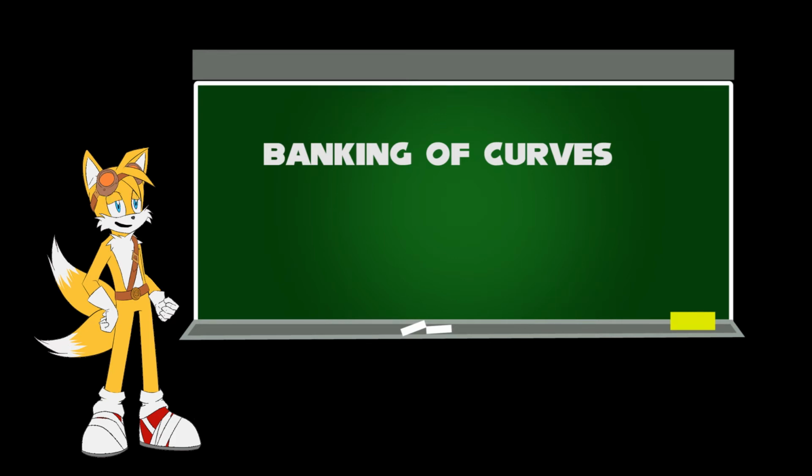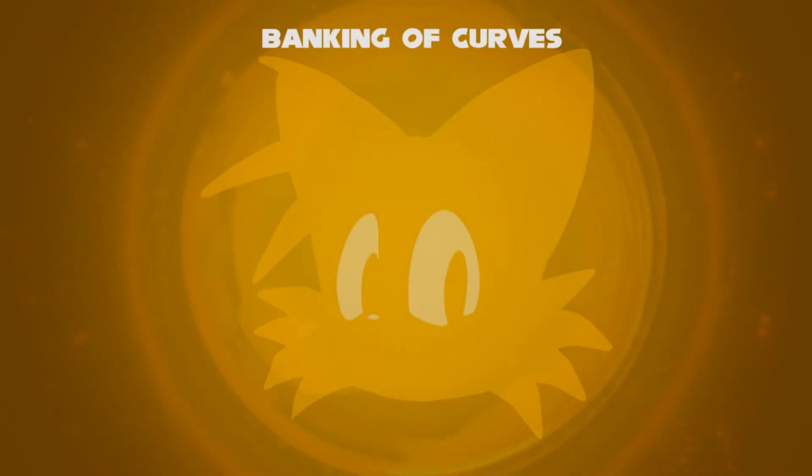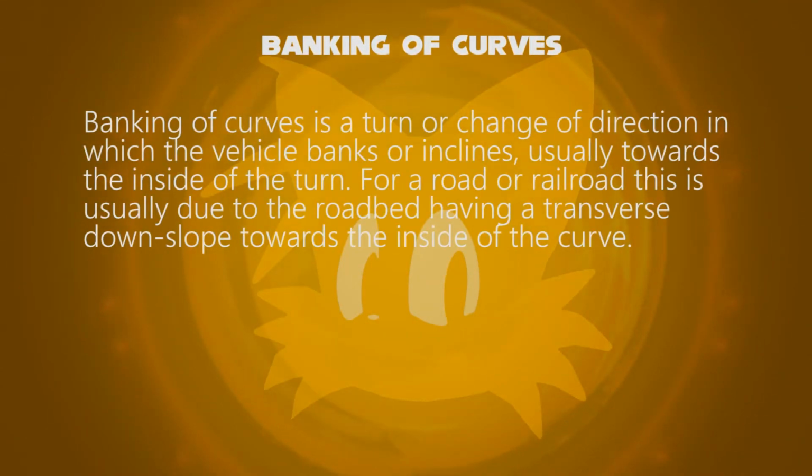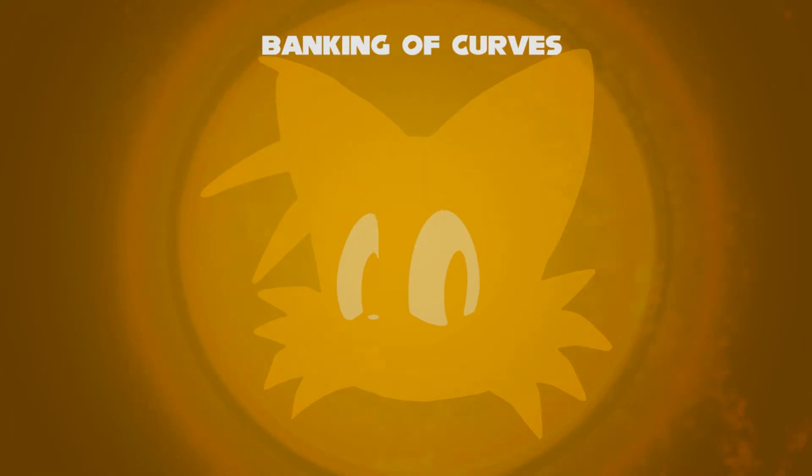We will learn about banking of curves. Banking of curves is a turn or change of direction in which the vehicle banks or inclines, usually towards the inside of the turn. For a road or railroad, this is usually due to the roadbed having a transverse downslope towards the inside of the curve.